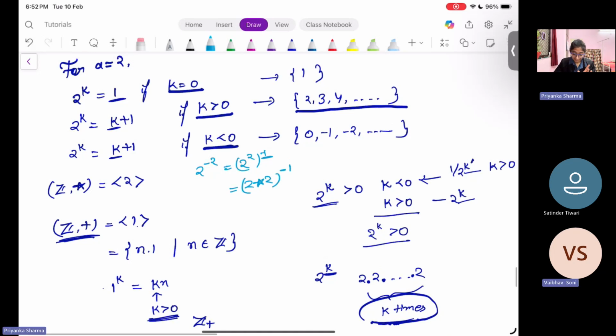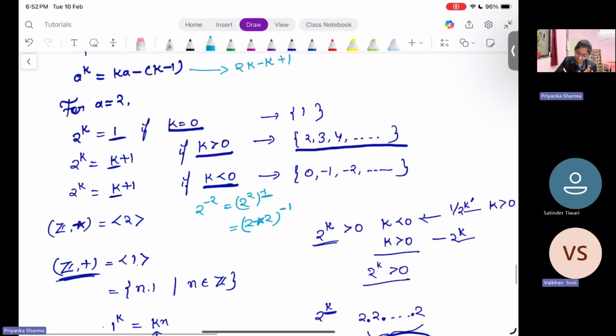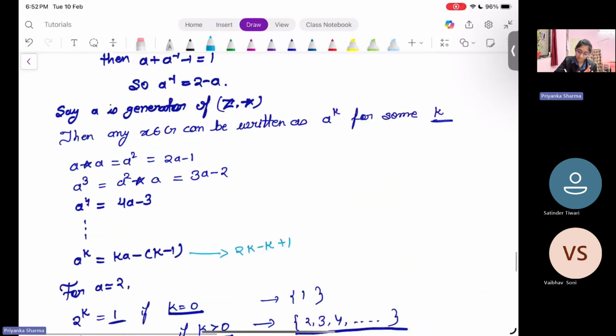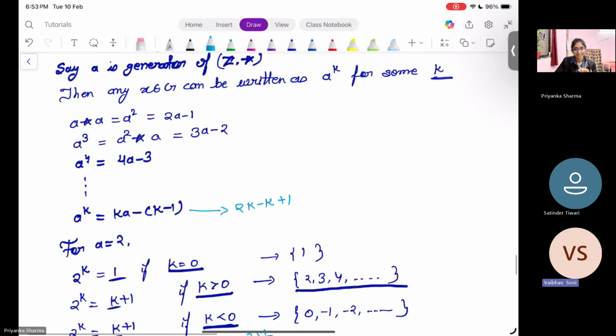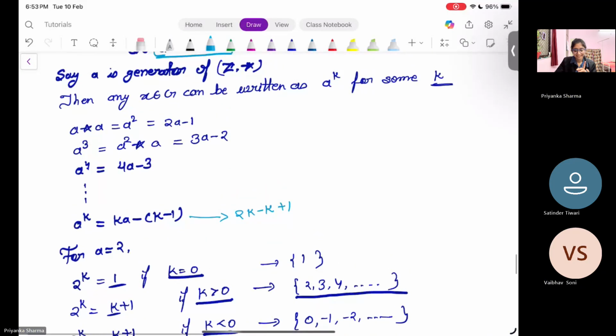Sorry, the inverse we gave by this: A inverse is 2 minus A. A inverse is not 1 by A here. So both are different.